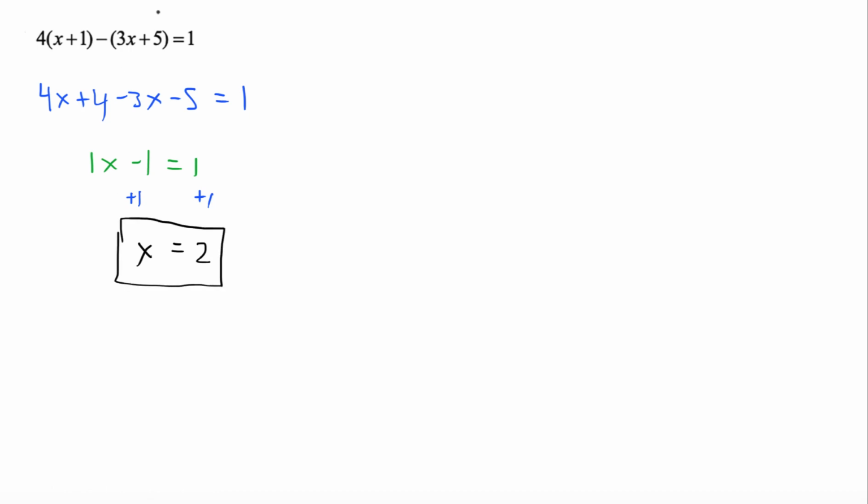We've used the properties of equality, we've distributed, we've simplified each side, and we got the x by itself, so we know what this final answer is now. X equals 2.